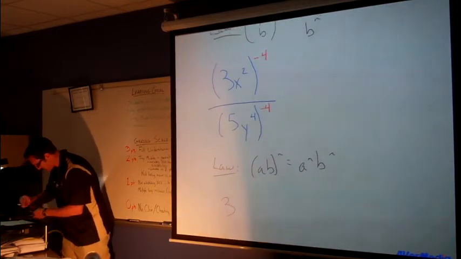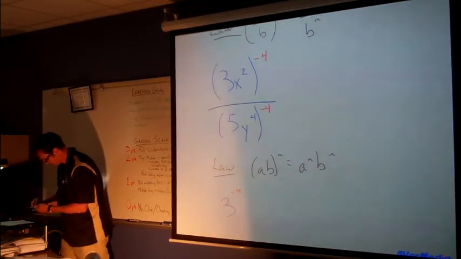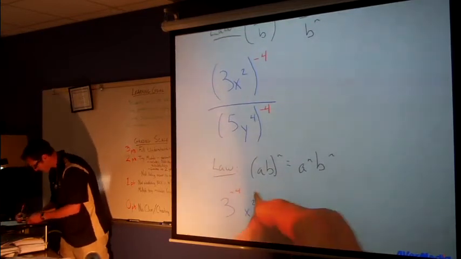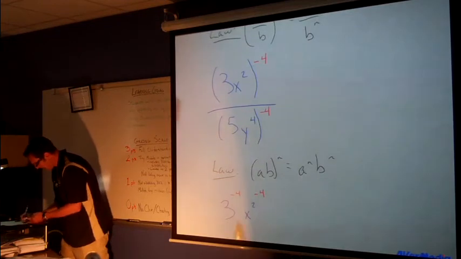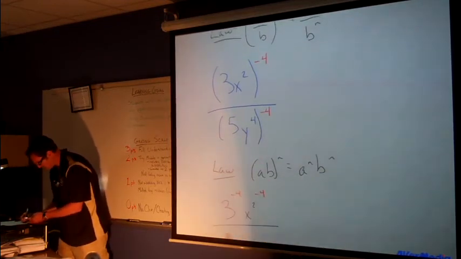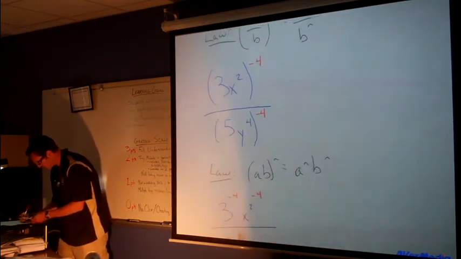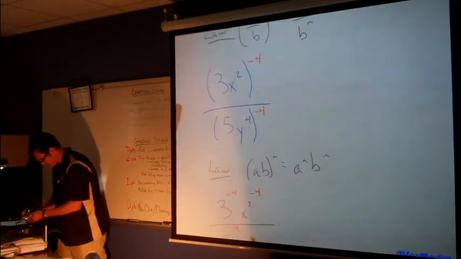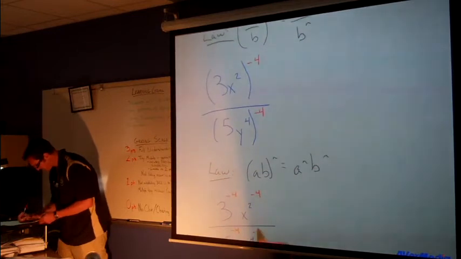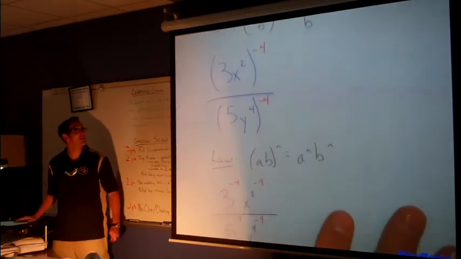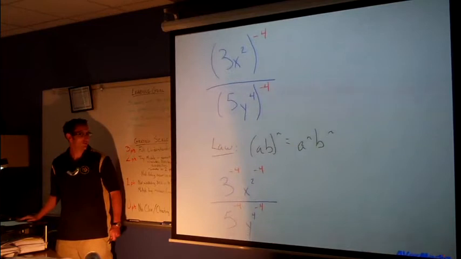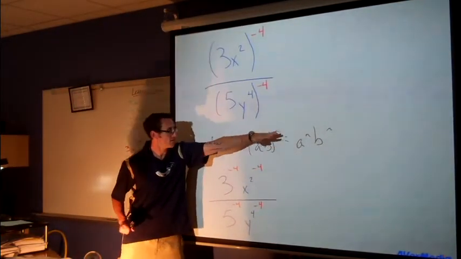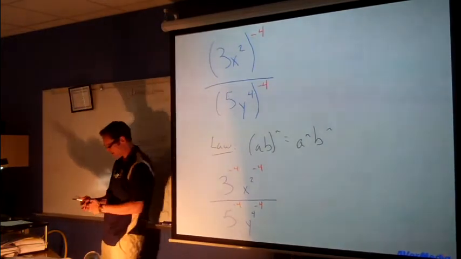I'll have 3 to the negative 4. I'll have x squared to the negative 4. At the bottom, I'll have 5 to the negative 4, and I'll have y to the 4th to the negative 4. So I'm applying that law to everything. I'm taking this expression, applying this law to this expression to end up with this.